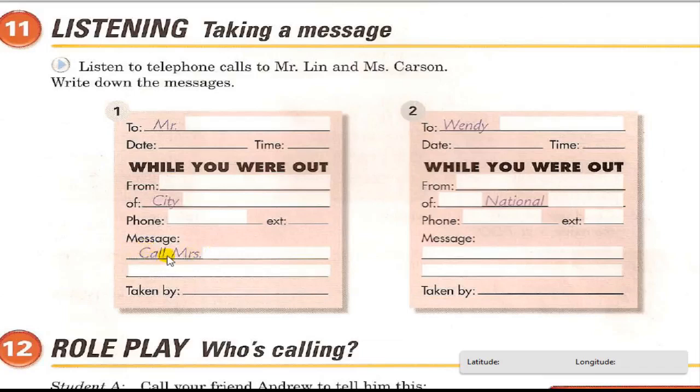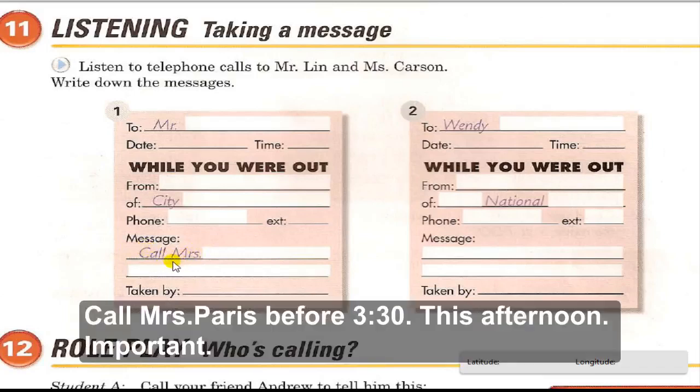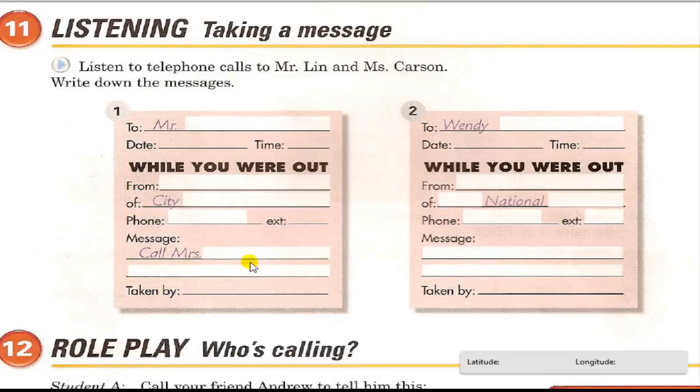Message. Call Mrs. Paris before 3:30. Call Mrs. Paris before 3:30 this afternoon. Important. The message again. Call Mrs. Paris before 3:30 this afternoon. Important. Taken by MBI.